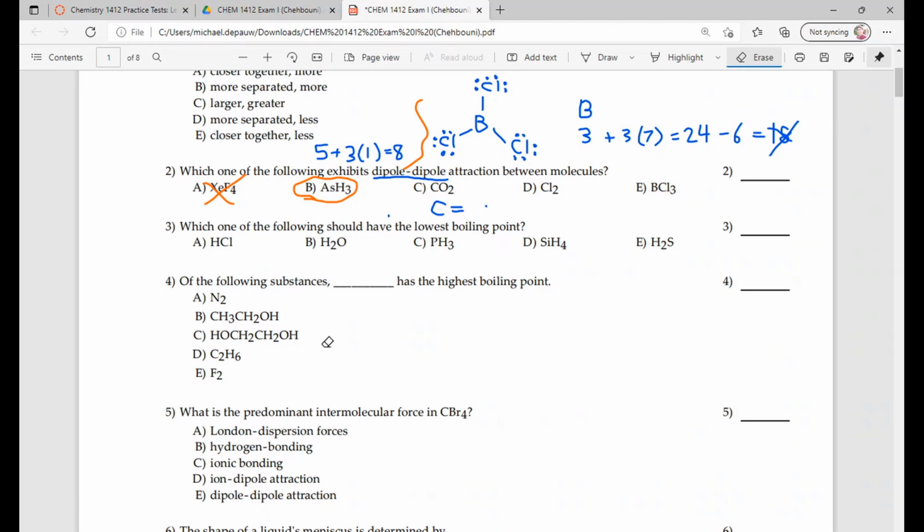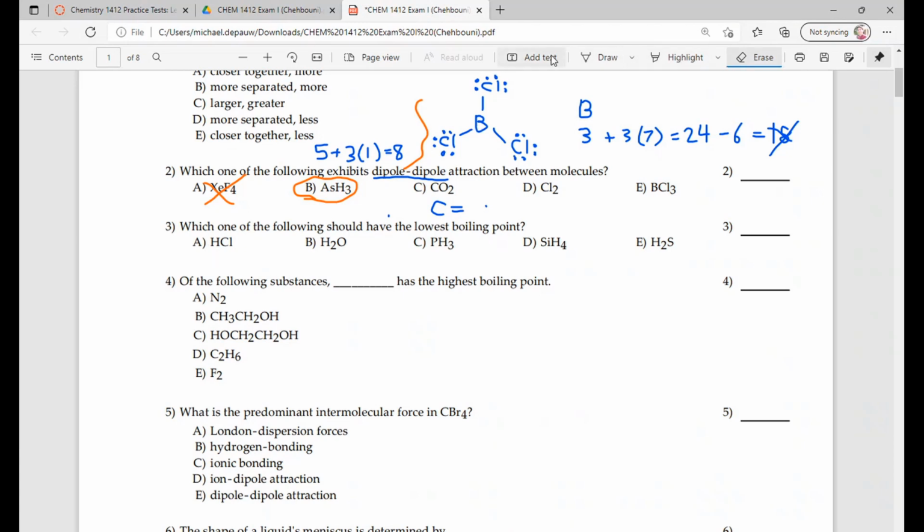Okay, now it says, which of the following have the lowest boiling point? So the lowest boiling point means that it has the weakest or strongest intermolecular forces? Weakest, very good. So the lowest boiling point, weakest intermolecular forces. Of these, let's assign what the intermolecular forces are.